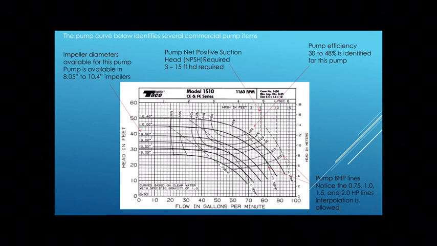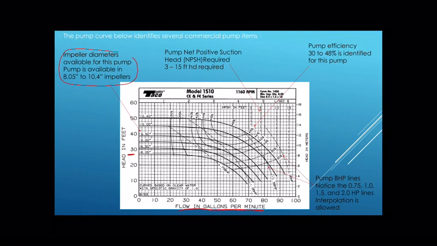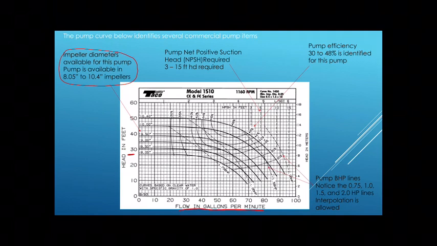So the next curve, I wanted to pick a commercial pump curve to show you what goes on in this thing. On a commercial curve, you're going to notice that we're going to have a certain flow rate in GPM that you're going to run. Just like the other residential curves that we looked at, you're going to have all these different impeller sizes. You'll notice that the impeller diameters range anywhere from 8.05 inches all the way up to 10.4 inches. Your net positive suction head required is anywhere from 3 to 15 feet of head.